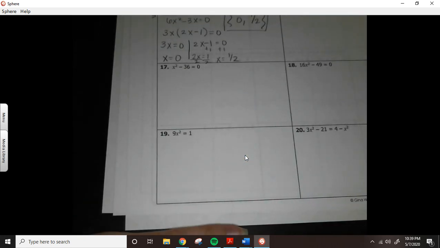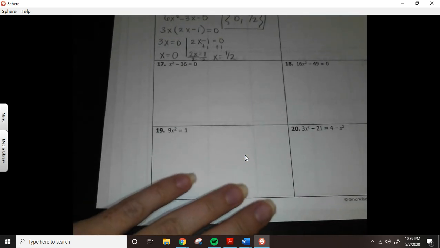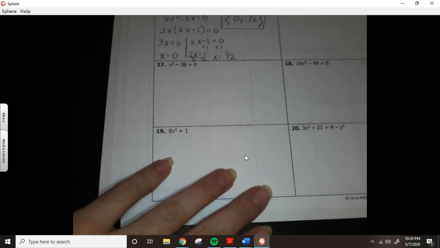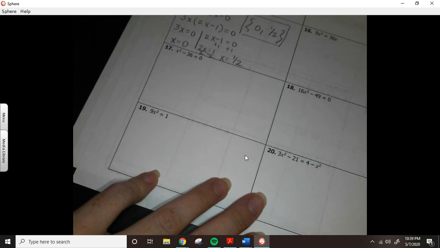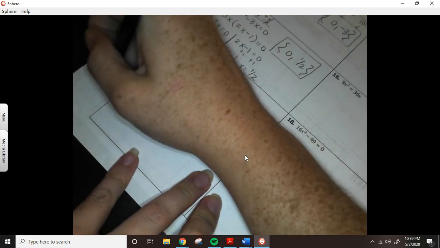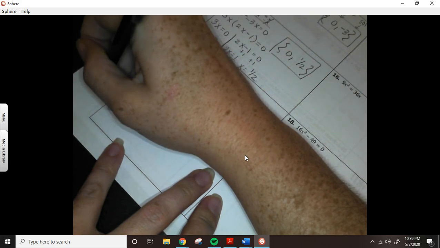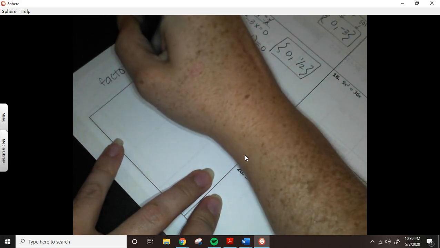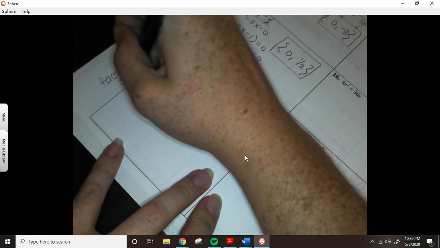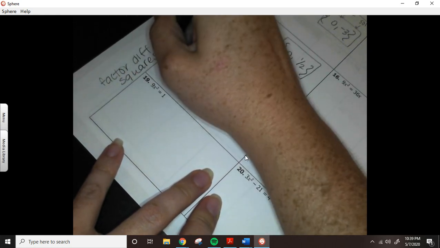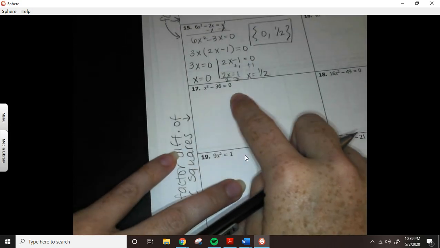What about this one? We're going to see these problems next week in another lesson, solving by square roots, but for now we're going to solve it by factoring. And solving by square roots is actually much easier when you have perfect squares, but we'll talk about that next week. So for these two, you're going to factor with the difference of squares. Okay, so set equal to 0, that's good.